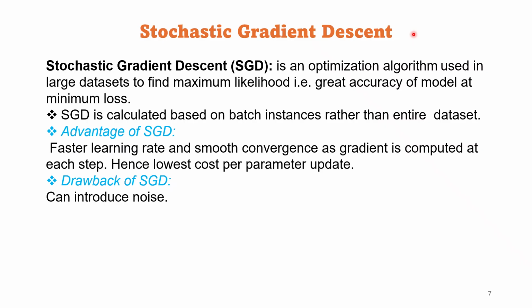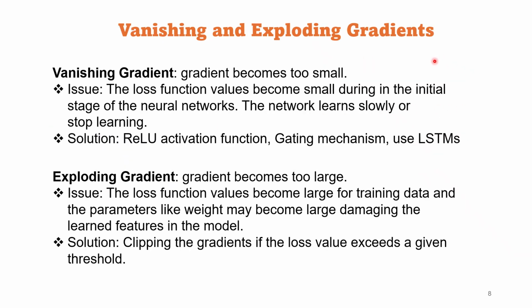Now let us look into gradient descent and vanishing and exploding gradients. One of the reasons for gradients to vanish and explode is due to the output of activation functions like sigmoid, which are applied on the first few layers of the neural network. Due to vanishing gradients, the loss values are very small or negligible, so the network stops learning or learns slowly.